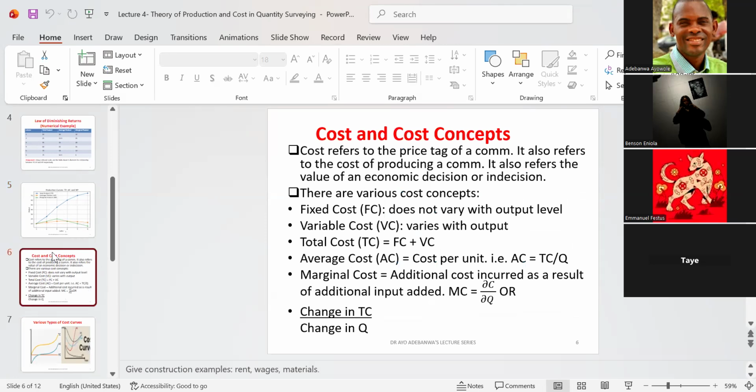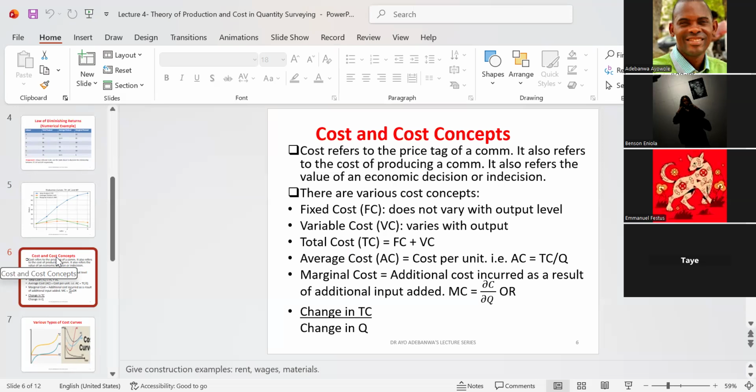We want to move on because we are using a trial version of Zoom, so we need to move faster. Let's go to the cost and cost concepts. Now, cost refers to the price tag of a commodity. It also refers to the cost of producing a commodity. It also refers to the value of an economic decision or indecision.